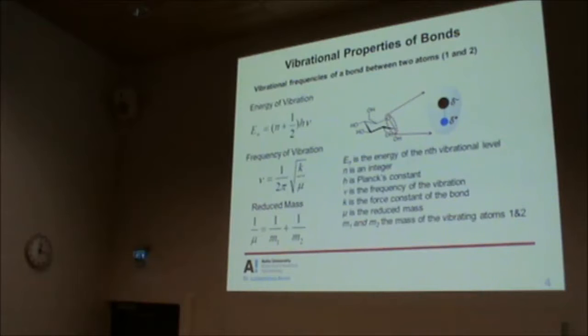If you take a bond between two atoms, we have the following characteristics of a vibrating bond. The energy of vibration is directly proportional to the frequency, and the frequency of vibration is directly proportional to the spring constant K. It is also known as force constant.